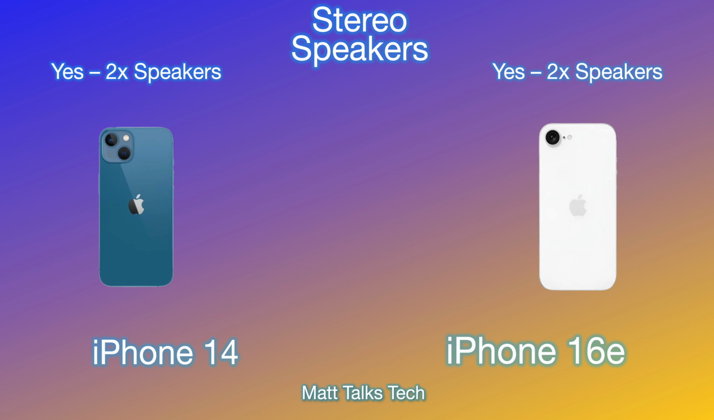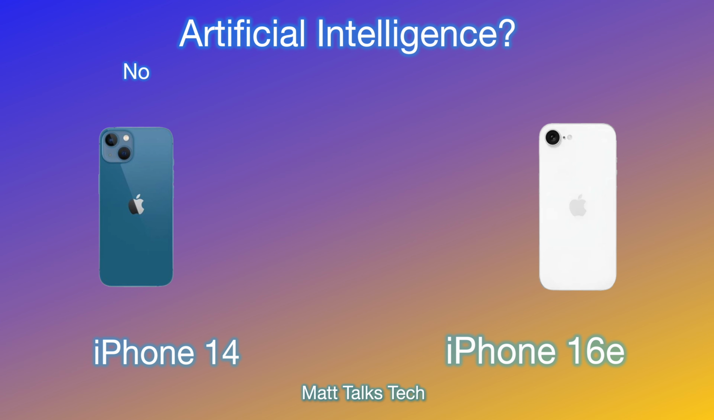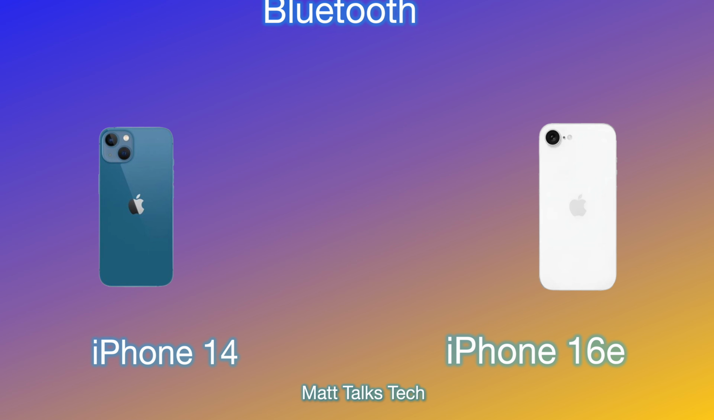So this is going to be 2 of them for both of these models. So this is good to actually have. And then for artificial intelligence, this is where a big difference is. Obviously the iPhone 14 does not support Apple Intelligence whatsoever, whereas the 16e does, and you get all the same goodies that you get in an iPhone 16 and an iPhone 16 Plus right now with all the Apple Intelligence features there. They are fully available on the iPhone 16e, and this is great news to hear.